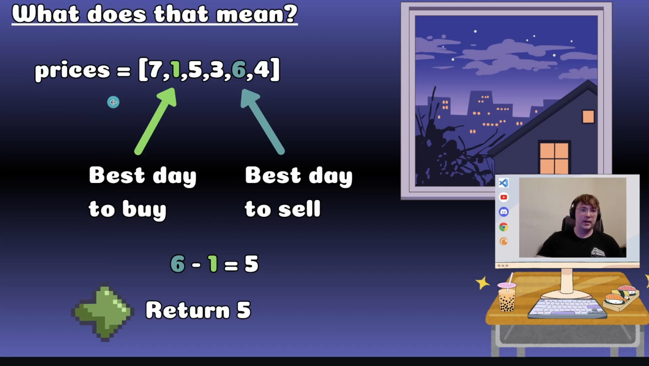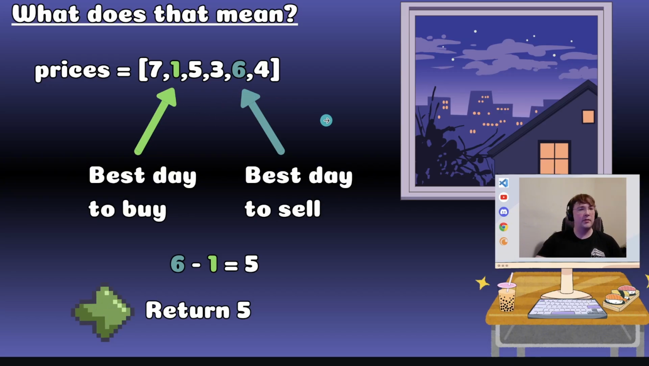So in the prices array, the way it'll work is that the best day to buy is this day right here where the price is just a 1. And the best day to sell would be the 6. And what happens here is that you have these two values and you do 6 minus 1 equals 5, so you would return 5. So out of all the numbers in order, from the best day to buy and then after you buy, the best day to sell, are these two numbers right here.